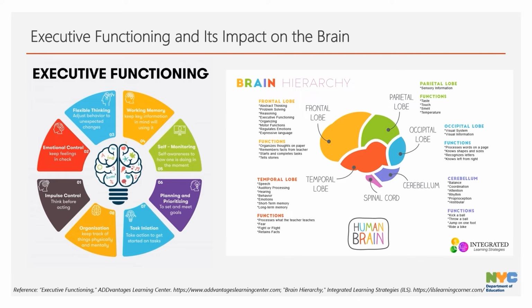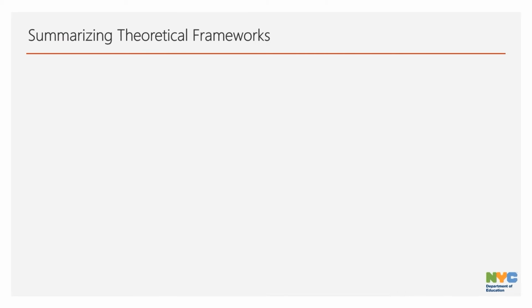The brain, of course, is made up of the frontal lobe, the temporal lobe, the parietal lobe, the occipital lobe, the cerebellum, and the spinal cord. And all of these sections of the brain perform different tasks for different needs. Let's listen to a quick exchange between two colleagues summarizing theoretical frameworks.